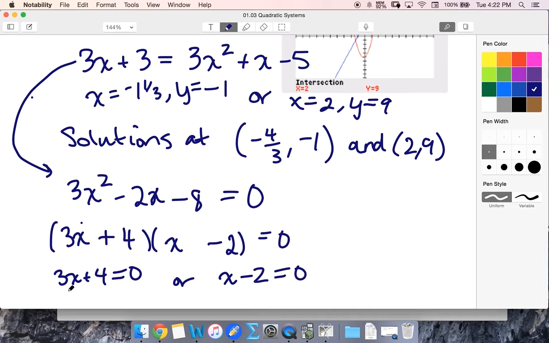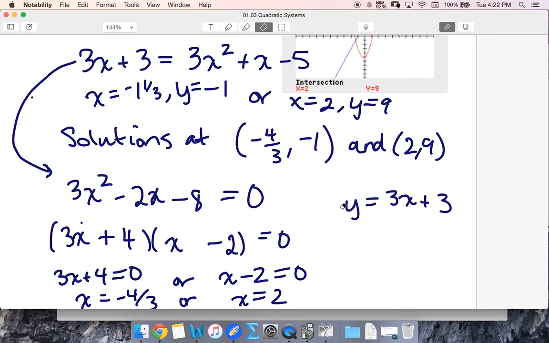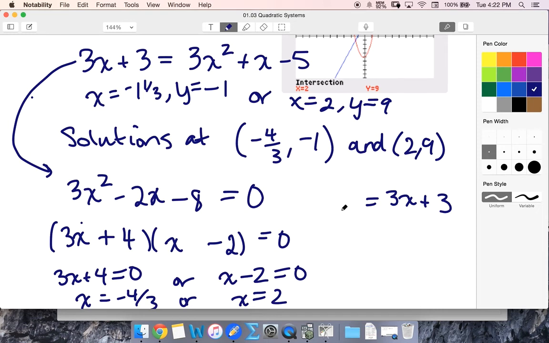So again, I'm going to get x equals negative 4/3. I'm going to get x equals 2. Those are my two x values. I also then need to plug them back in. So let's write this out. Negative 4/3, or x is 2. I know from up top that one of my functions was 3x plus 3. So let's go back and write that how it was written originally as f of x. So f of x, that's my line.